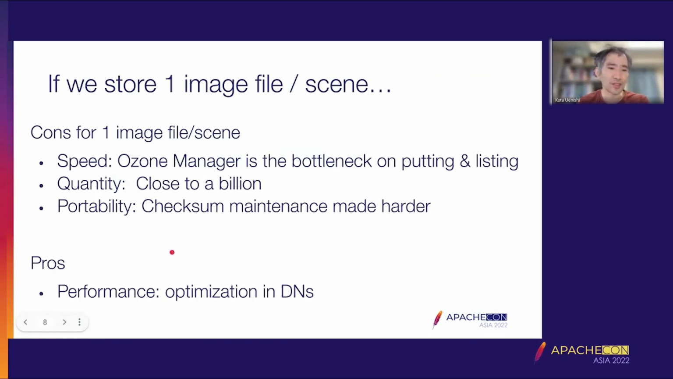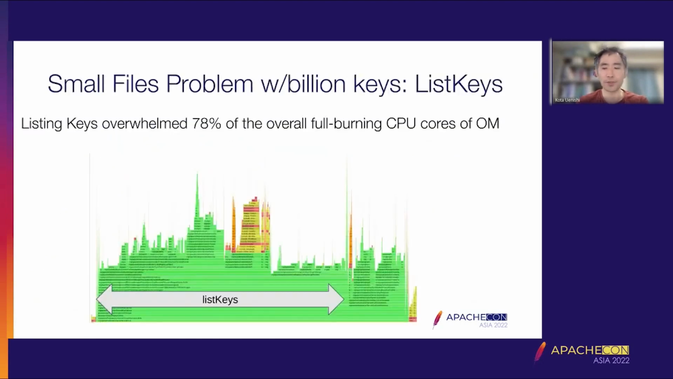The pro of a single file per scene is performance. The data node has several optimization tricks, so we can put and get very fast for smaller files.